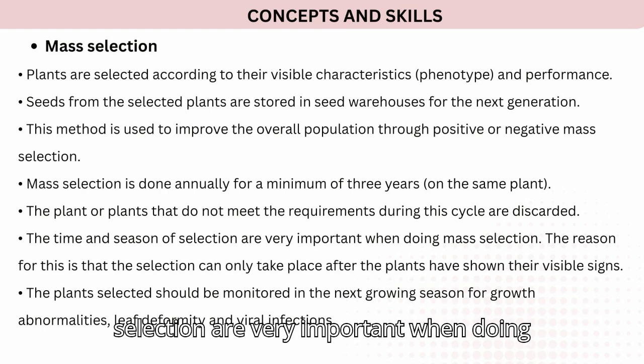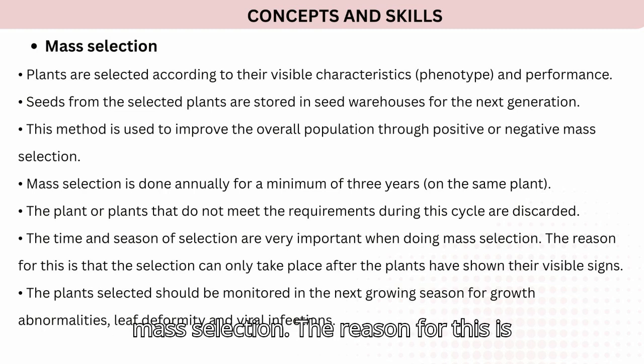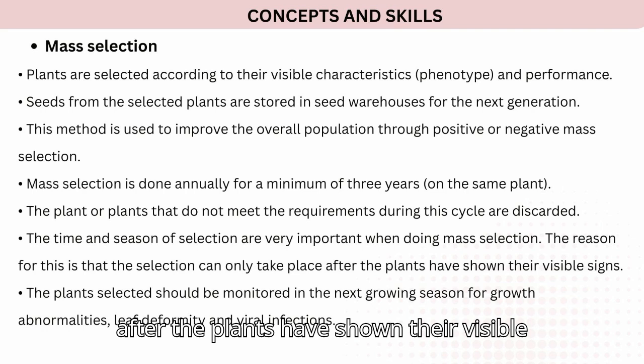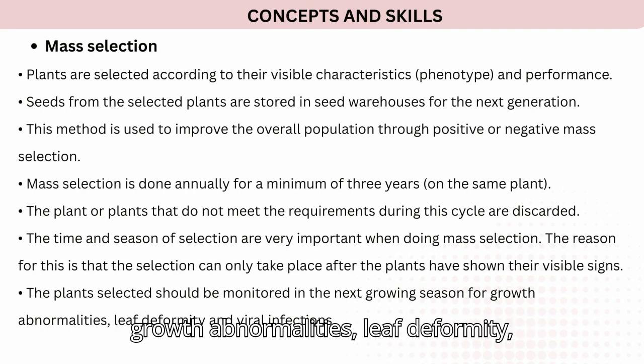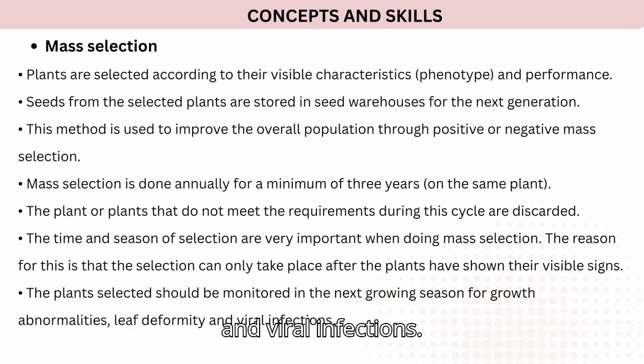The time and season of selection are very important when doing mass selection. The reason for this is that the selection can only take place after the plants have shown their visible signs. The plant selected should be monitored in the next growing season for growth abnormalities, leaf deformity, and viral infections.